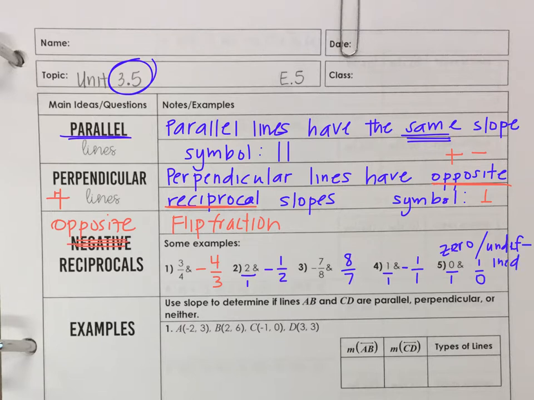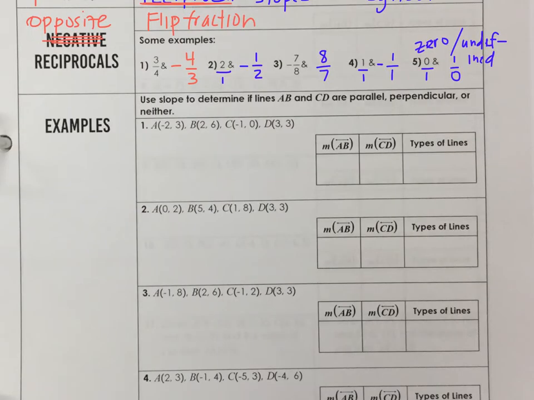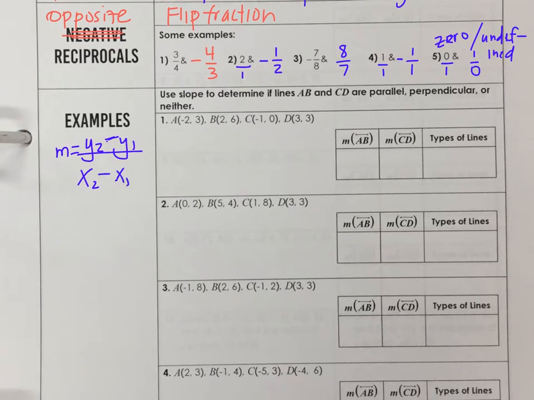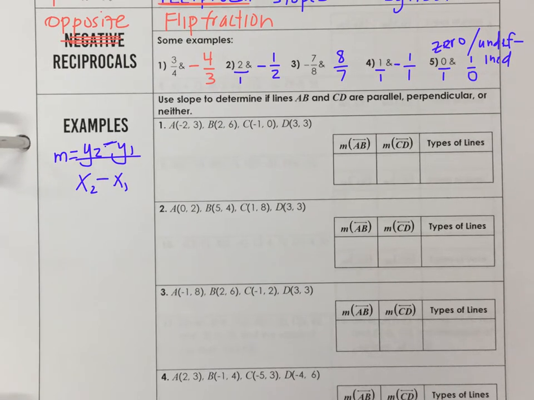I'm going to show you how to do the first one. Then I'm going to give you some of the answers, and you're just going to fill in the blanks. So we have to use that m equals y2 minus y1 over x2 minus x1. So I'm comparing AB and CD. So x1, y1, x2, y2.